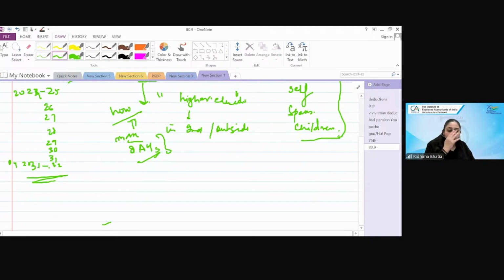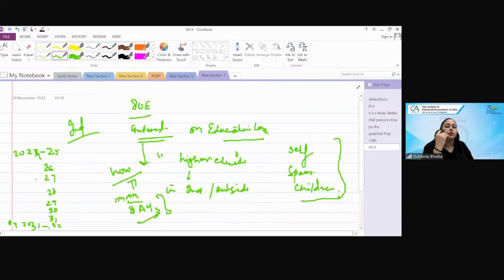Sorted? Okay. Now the question which will come to your mind next is, ma'am, where do I take the loan from? Can we take the loan from any person? No. The loan should be from either a bank or any notified financial institution, or any approved charitable trust. I cannot take a loan from a relative and claim 80E. Okay, so only from them the loan has to be taken. So I guess this answers all your questions for 80E.